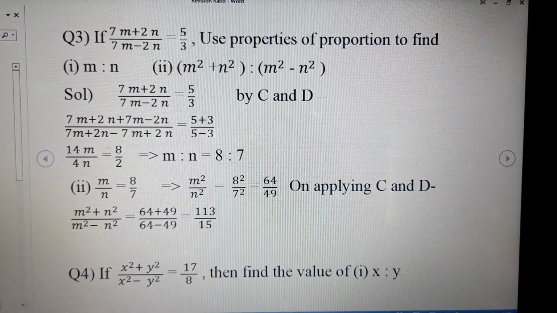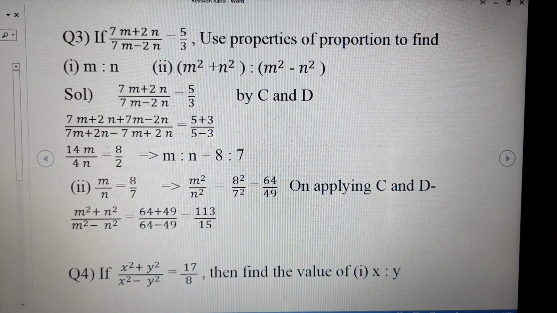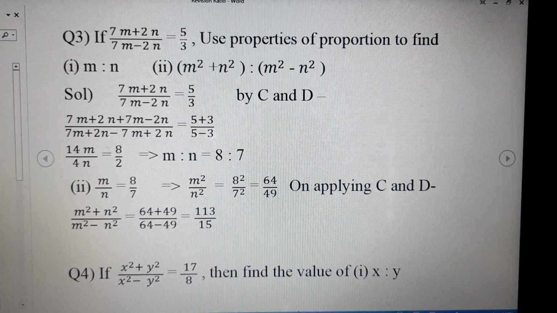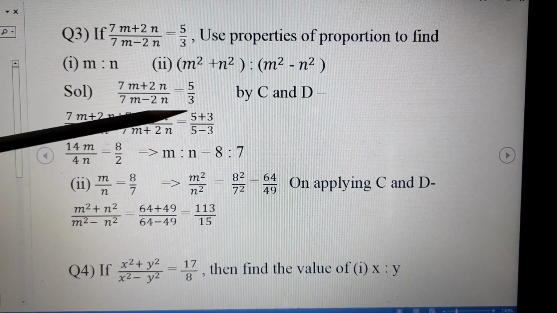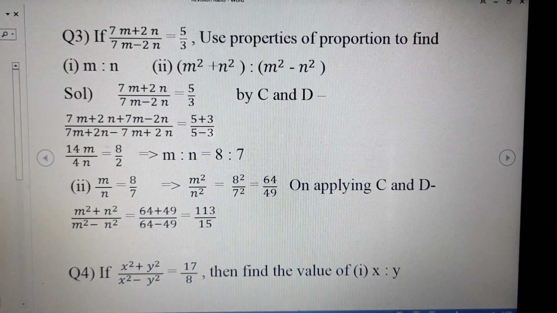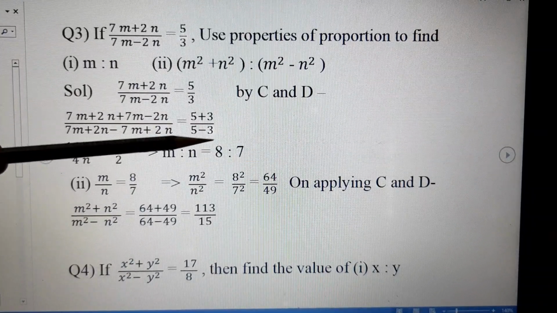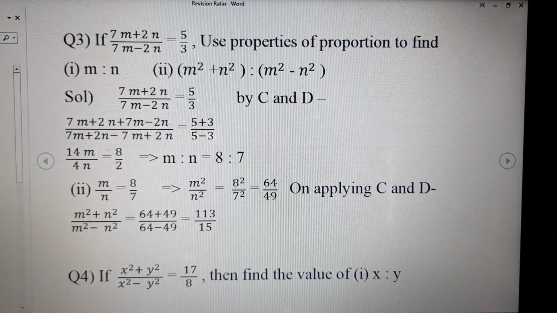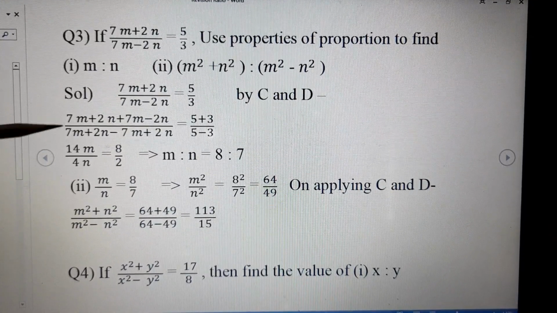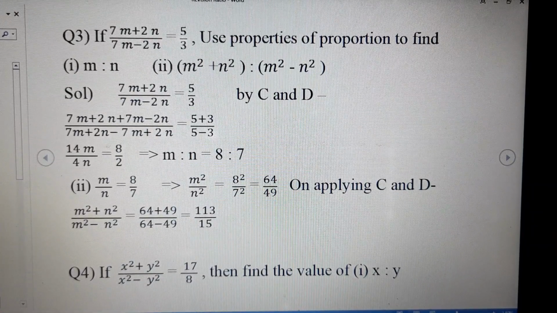We need to apply componendo and dividendo on both the sides, in LHS also and in RHS also. Sometimes people forget to apply it in RHS. They leave it like that and they copy 5 upon 3 here. So you have to remember that you need to apply componendo and dividendo on the other side also. That means 5 plus 3 divided by 5 minus 3. If we simplify them, we will get 14m divided by 4n is equal to 8 upon 2.